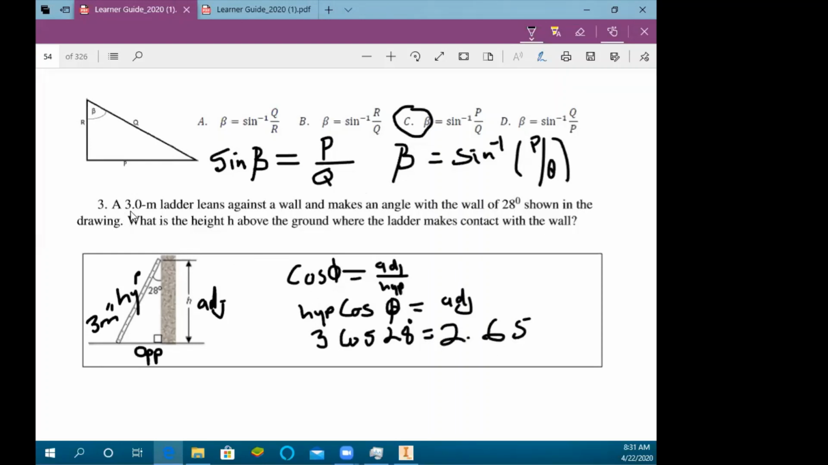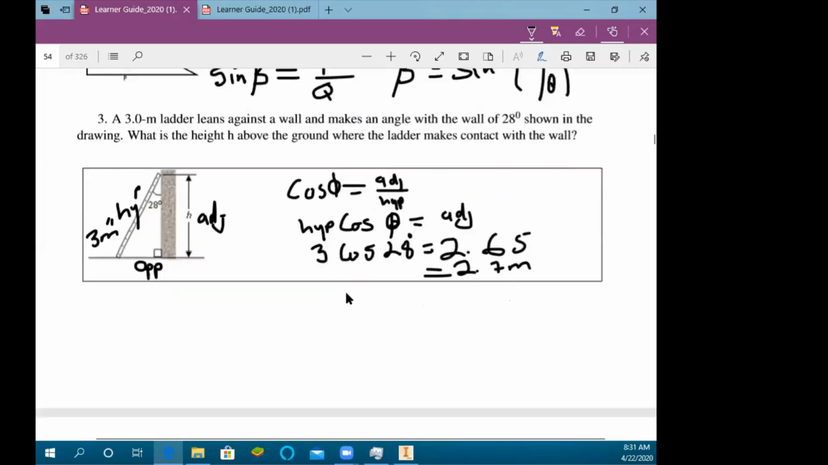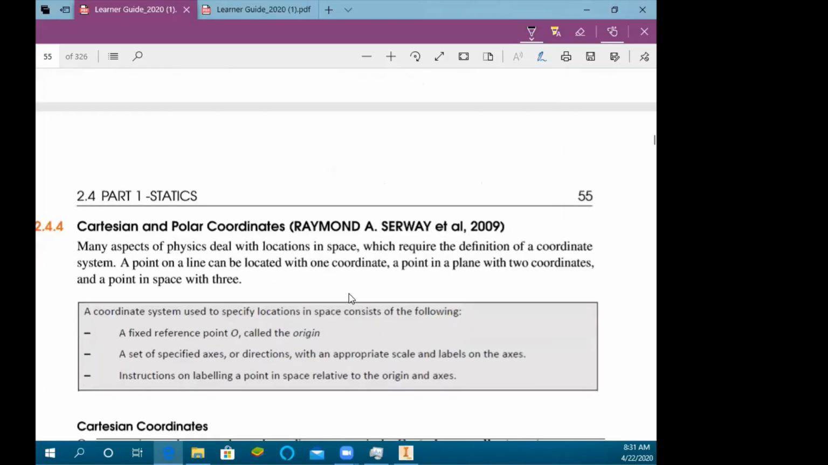But look at the number of decimal places we have here. Yes. So we should round it off to 2.7, isn't it? This is the final answer. So we're looking at the number of significant figures that we have here. Yes, sir. Okay, sure. Okay, let's continue.